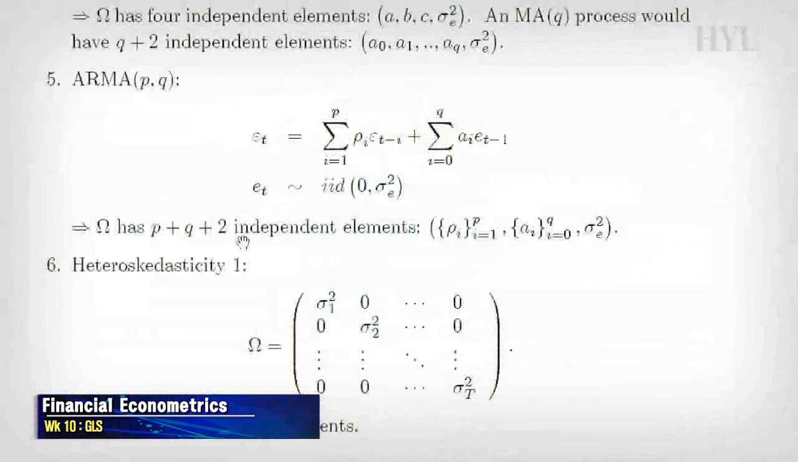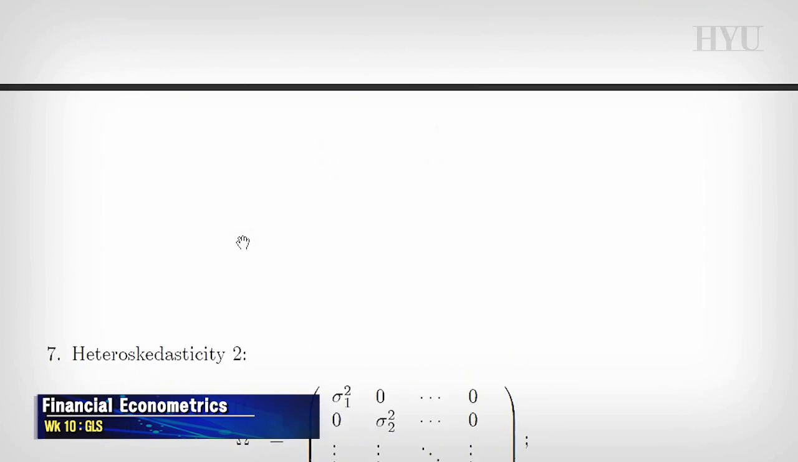For the ARMA(P,Q) model, this omega will include P plus Q plus 2 independent elements. For the heteroscedastic case, sigma has T independent elements. So again we have too many independent elements, because we have only T observations. So basically we have to impose some restriction on this.